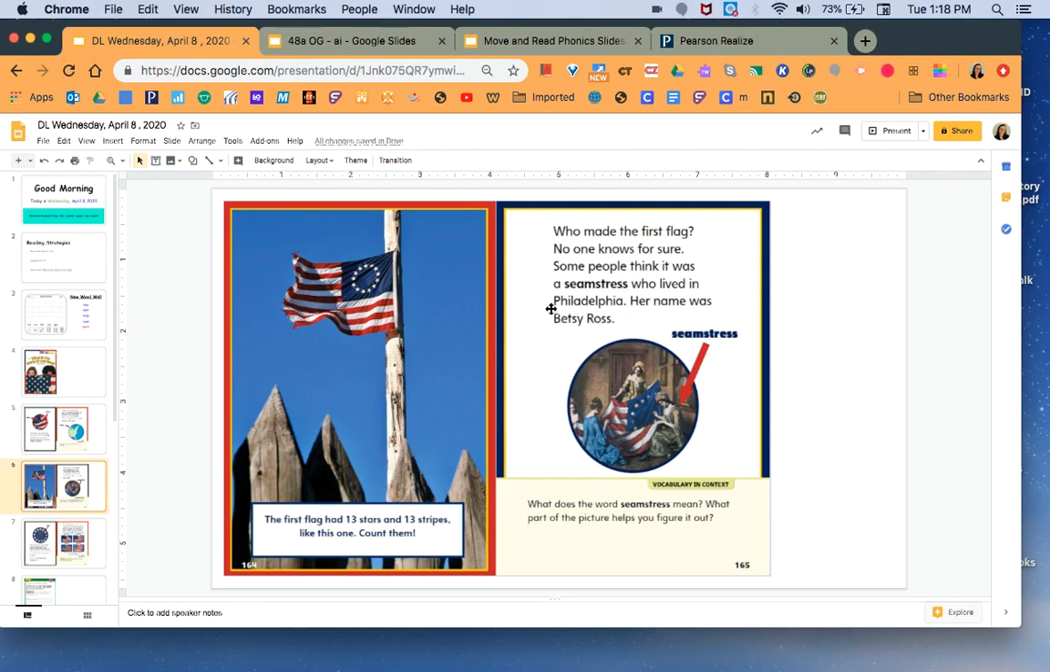Now, Philadelphia, I can tell is a proper noun because it has a capital. So is Betsy Ross. That's a name. And Philadelphia is the name of a city, just like Chicago is a name of a city, and Gurnee.